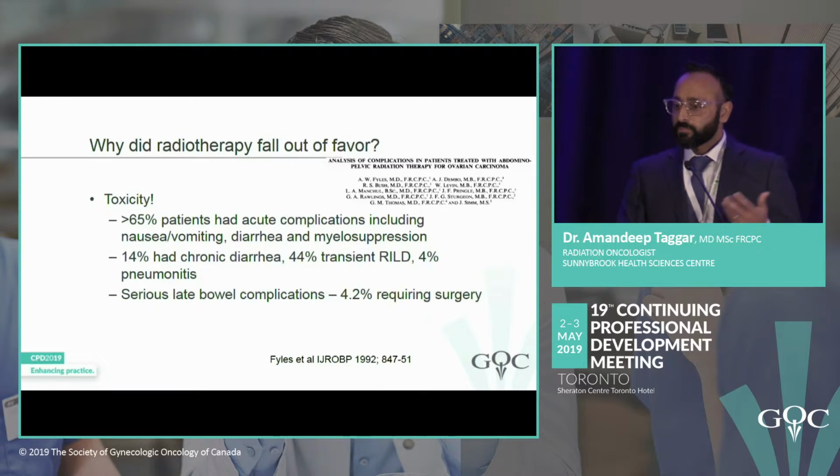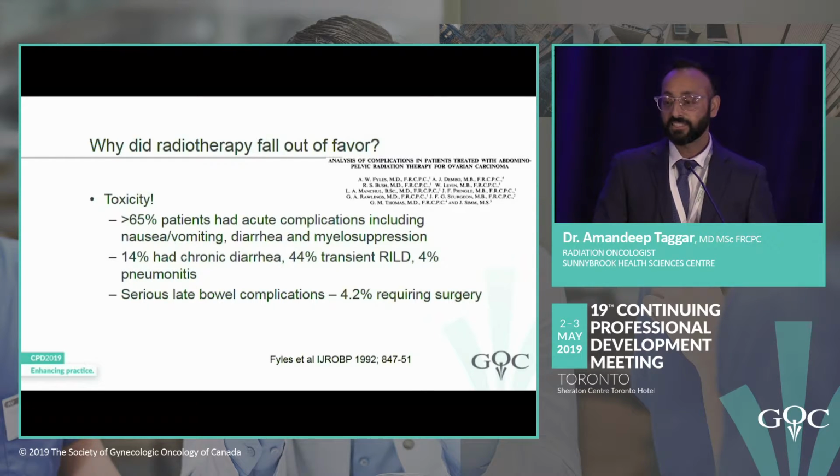So why did radiotherapy really fall out of favor? Some data was showing that this is doing better, but the toxicity that these patients experienced was very high. More than 65% of the patients had acute complications, either GI-related complications, myelosuppression, or liver-related complications. About half of these patients, 44%, had some kind of radiation-induced liver disease.